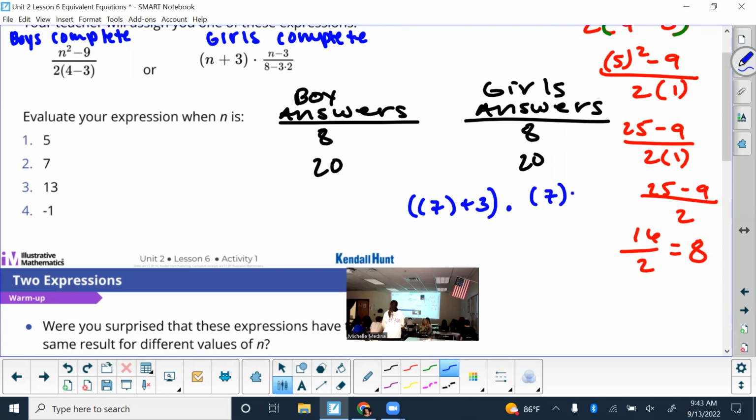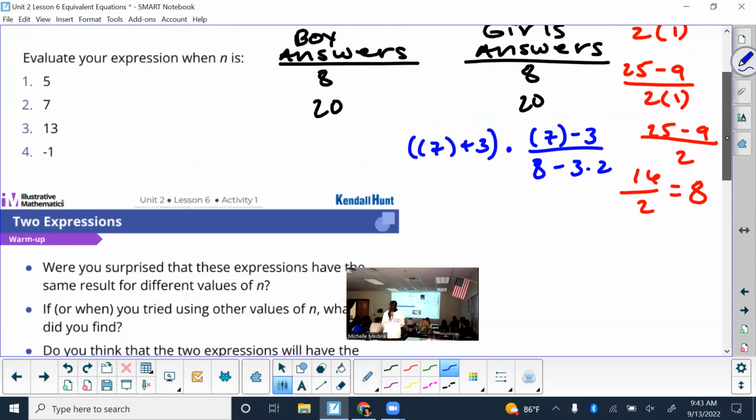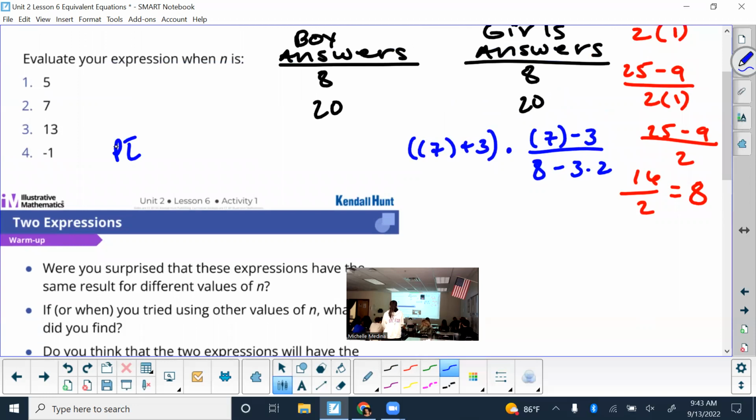times the n minus 3, so 7 minus 3 over 8 minus 3 times 2. Lots of stuff going on. So first, order of operations. Do I have anything inside parentheses that needs to be worked out? Yes, like this over here. What's 7 plus 3? 10. This inside is fully simplified, so that doesn't fall under this anymore. So we're done with that.